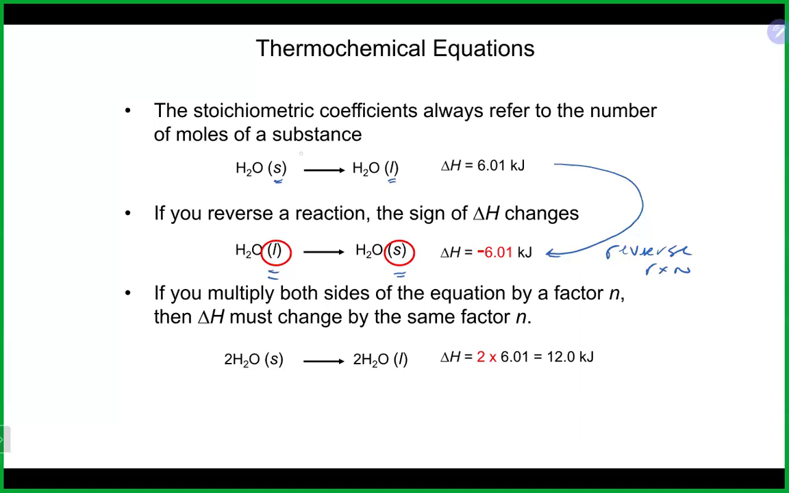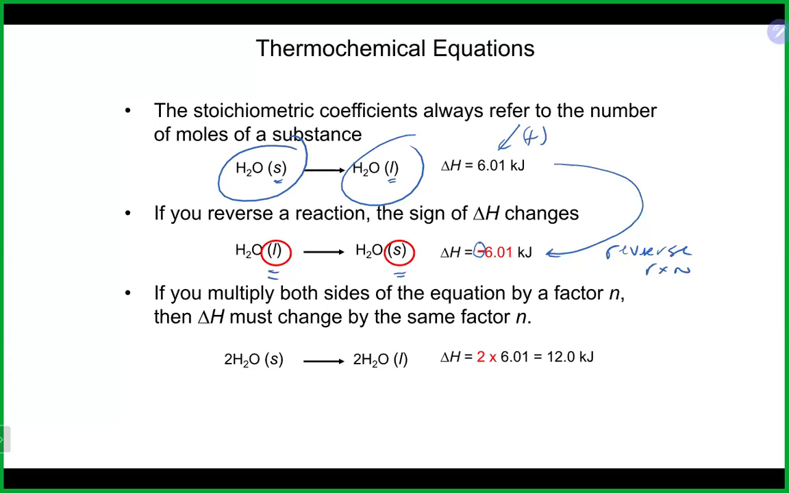So when we go from ice to liquid water, that's an endothermic process, right? Energy has to be put in. Our energy value here is positive. When we go from liquid water to ice, liquid water has to lose energy, release energy to slow down to go into the solid phase. That's an exothermic process. And the only difference here is the sign. It will be the exact same number.